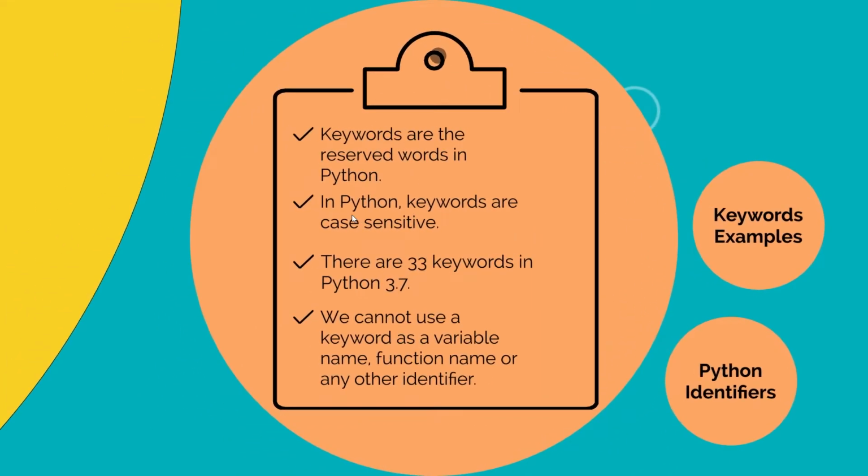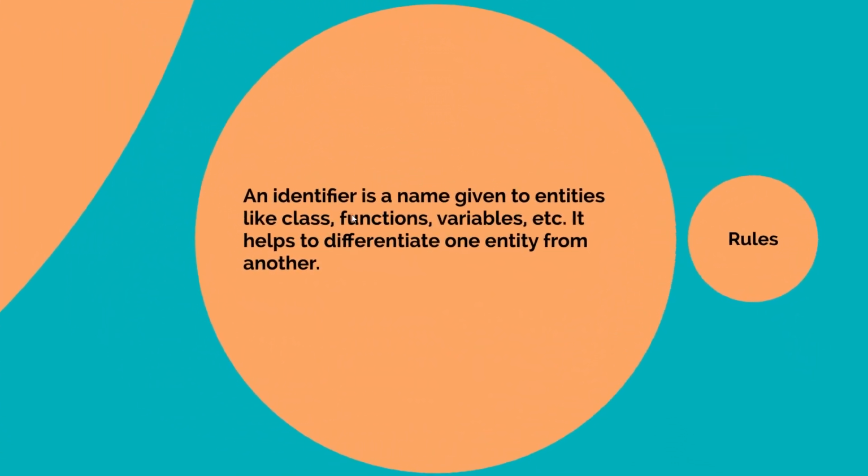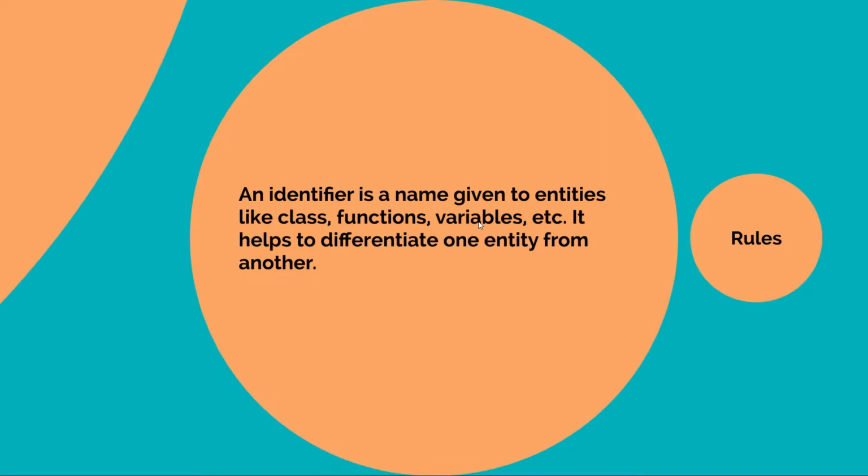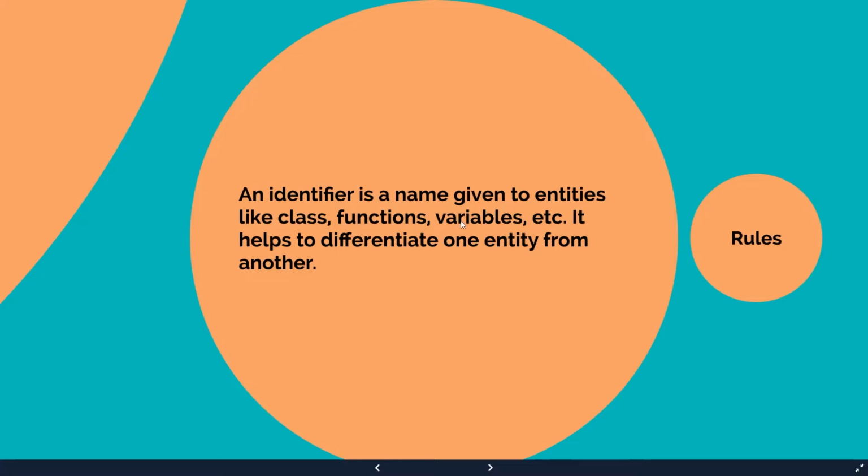So now let's understand what are Python identifiers. An identifier is basically a name given to entities like classes, functions, variables. Whenever we want to store some data, we use variables. The name which is given to the variables or functions or classes, we call this an identifier. It helps to differentiate one entity from another. So I can store multiple data and give different names to the variables.